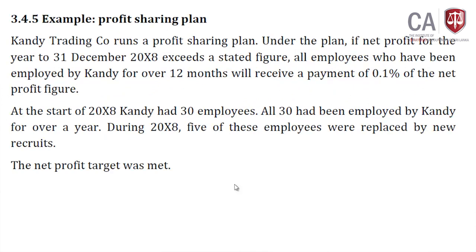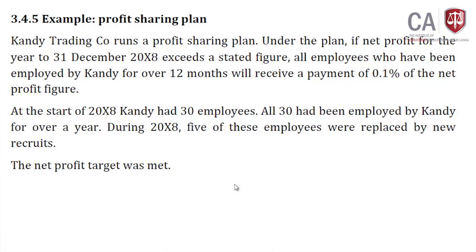This is the example. Candy Trading Company runs a profit sharing plan. Under the plan, if the net profit for the year ended 31st December 2018 exceeds the stated figure, the employees who have been employed by Candy over 12 months will receive 1% of the net profit figure. If you are employed more than 12 months, employees are eligible for the 1% bonus. At the start of 2018, Candy had 30 employees.